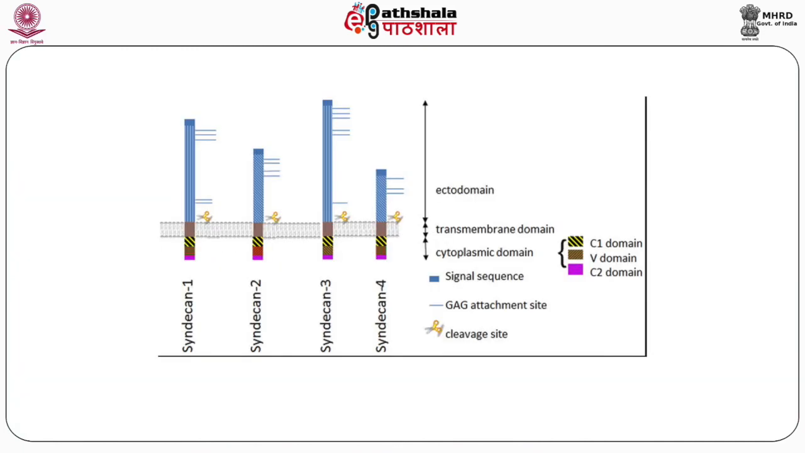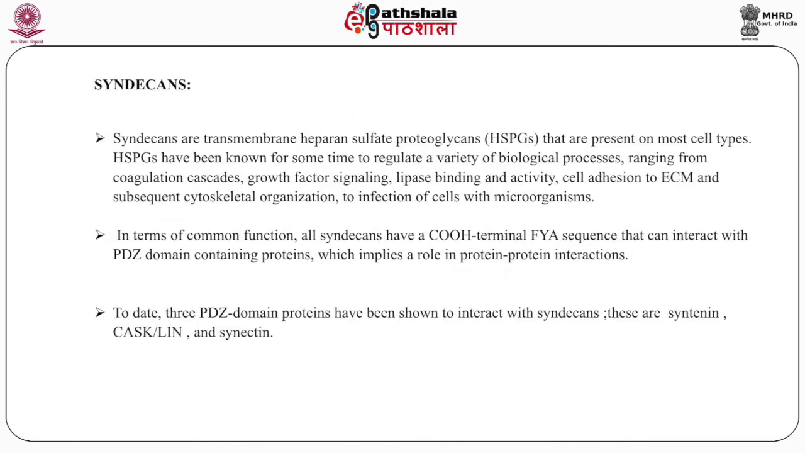Now, the next protein in this group are the syndecans. Syndecans are transmembrane heparan sulfate proteoglycans that are present on most cell types. These have been known for some time to regulate a variety of biological processes ranging from coagulation cascades, growth factor signaling, lipase binding and activity, cell adhesion to ECM and subsequent cytoskeletal organization, to infection of cells with microorganisms.